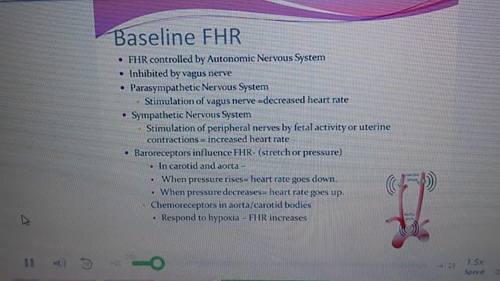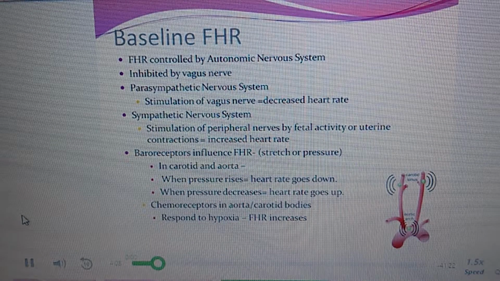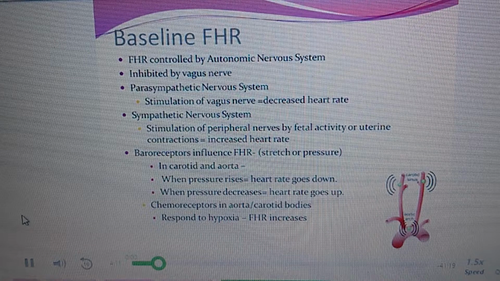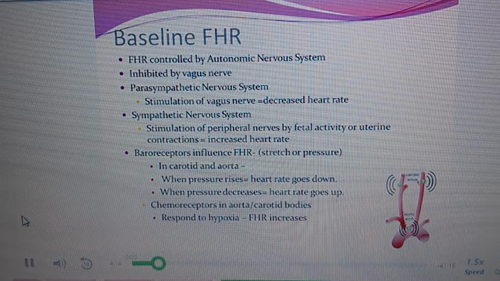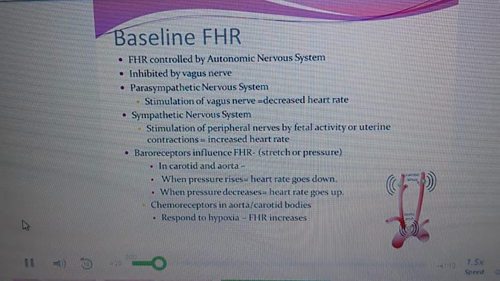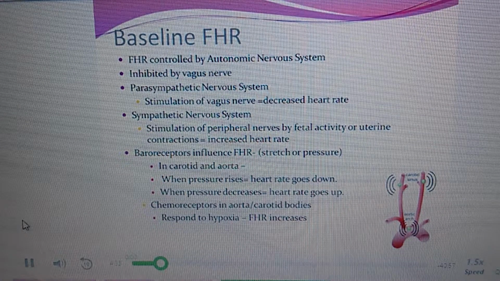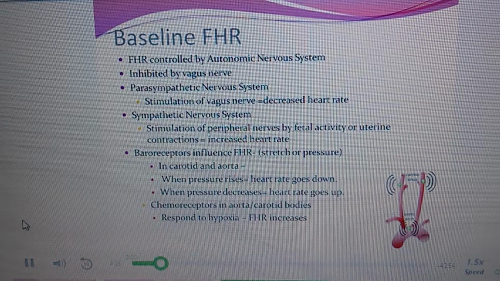Okay. The first thing that you're going to look at when looking at a fetal heart rate is the baseline of the heart rate. What is going on with that baseline? The baseline is the average line on your monitor that you see when you're looking at that fetal heart rate. At the very top of your fetal monitoring paper is the baseline of the baby's heartbeat. The fetal heart rate is controlled by the autonomic nervous system and is inhibited by the vagus nerve.